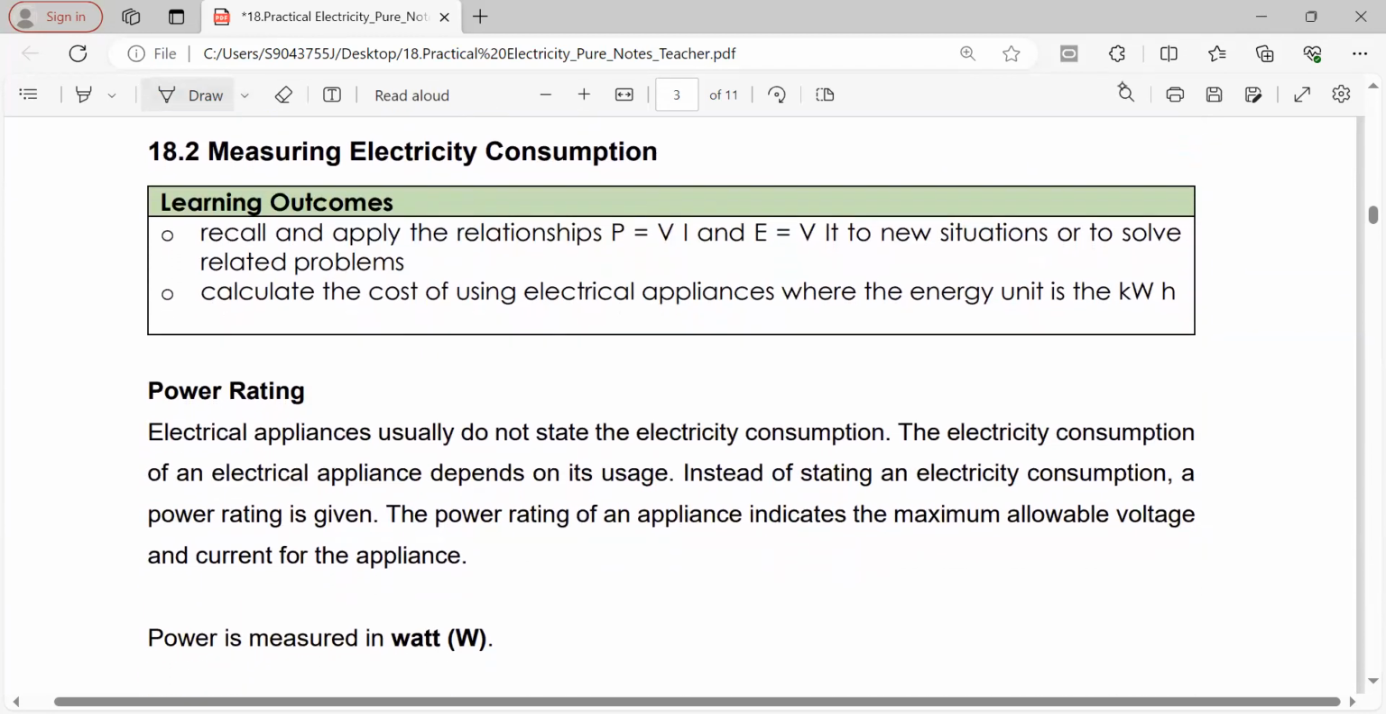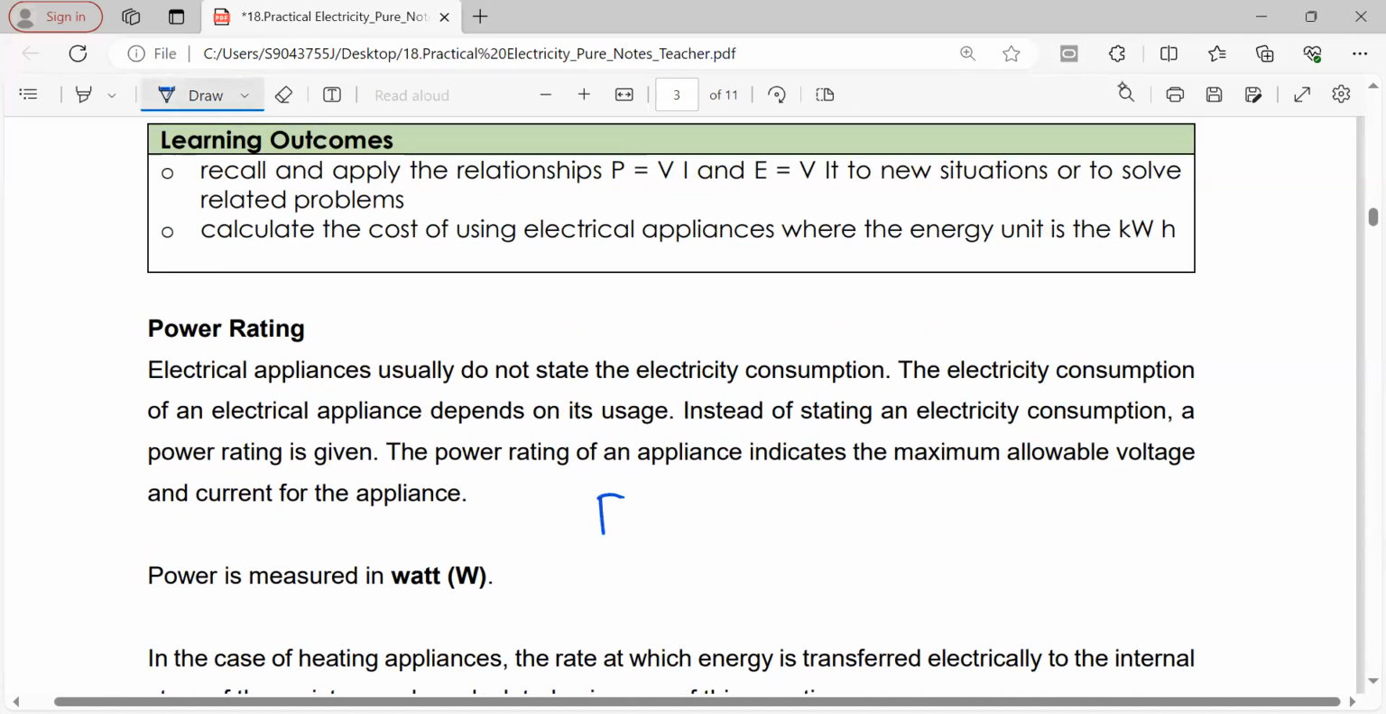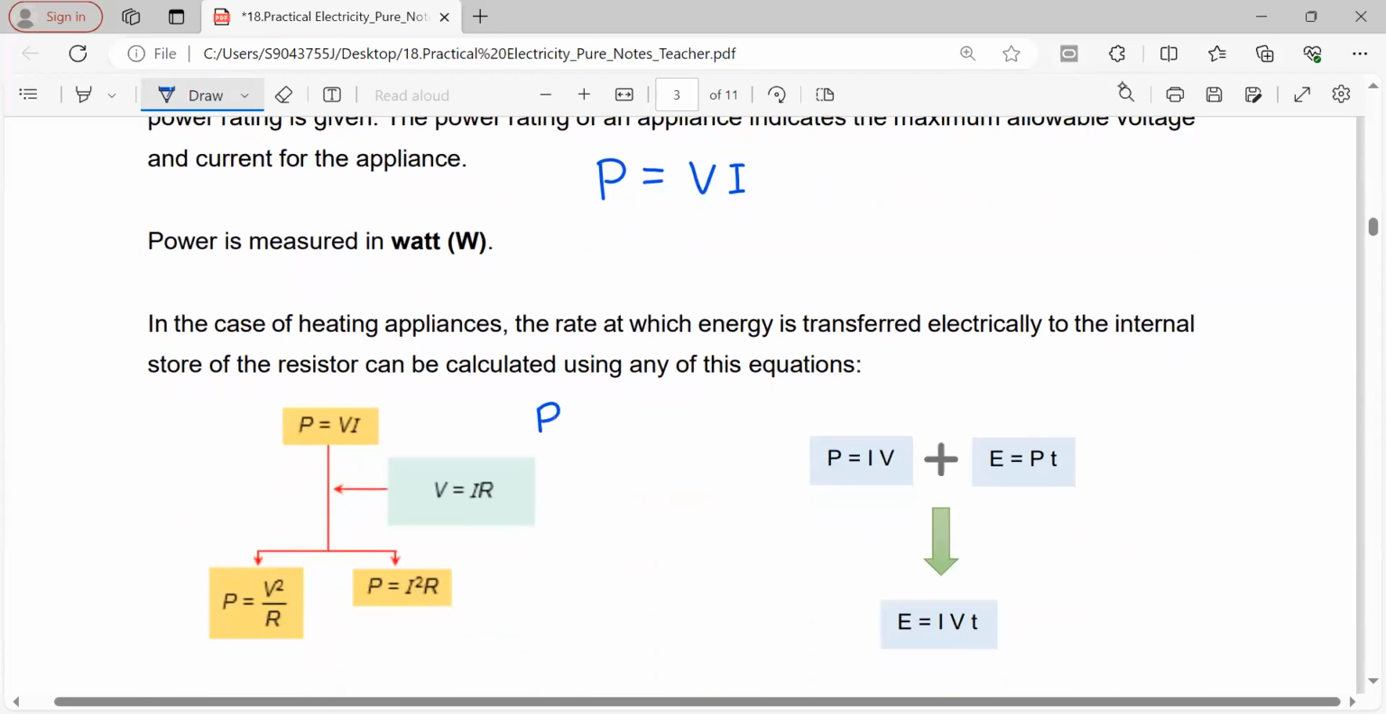Next, this is where the formulas or calculations for this chapter come into play, to check the electricity consumption. First, let me introduce to you a new formula: P equals VI. Power equals voltage times current. Using this formula, P equals VI, and our previous formula from Ohm's law, R equals V over I, equation 1 and equation 2, we can derive other forms of P.